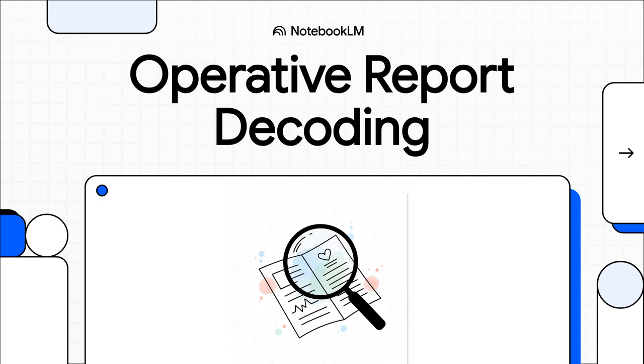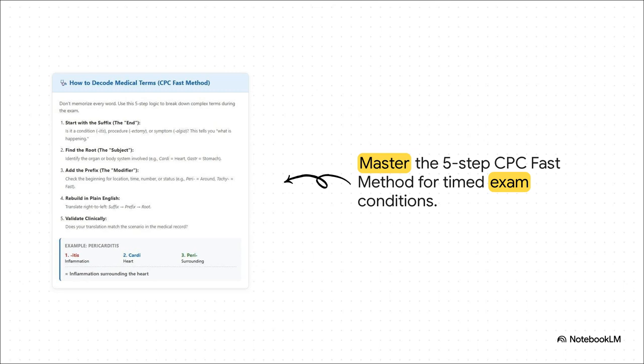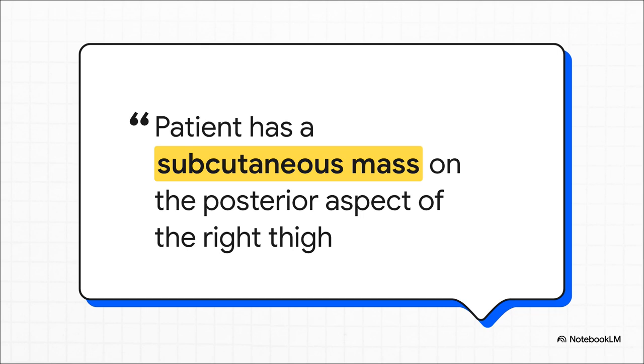Today is all about our Operative Report Decoding Masterclass. Let's get right into it. So we're transitioning away from basic medical terminology theory and jumping headfirst into the high-stakes, fast-paced world of dissecting complex physician operative dictations. And look, when you're sitting there under strict CPC exam timed conditions, the pressure is on. You literally cannot afford to get bogged down in the weeds. That's exactly why you need to master this 5-step CPC FAST method. It's going to help you systematically break down those complex terms and validate them clinically before you even glance at the multiple choice options. All right, let's look at our first case study.